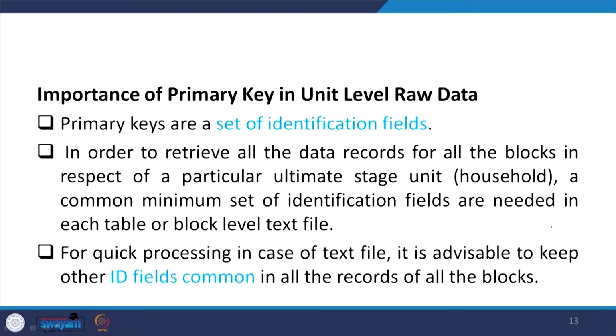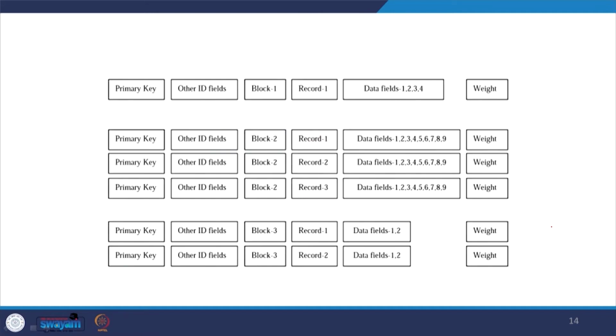For quick processing in the case of a text file, it is always suggested that you keep your other ID fields, common identifiers or common variables, in all the records of all the blocks. Without that it is not possible, or though it is merging, it actually gives meaningless information. Now, this is the structure.